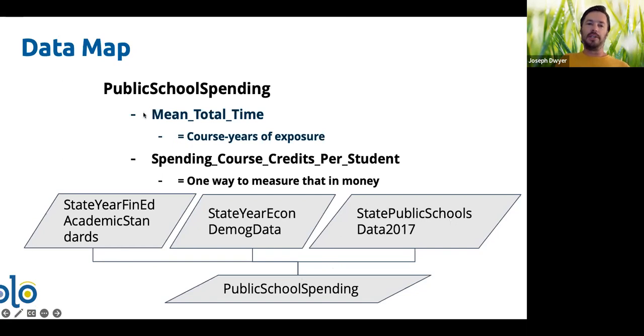Some interesting things that you might want to find in this data set are, for example, what is the mean total time, or the course years of exposure, that a student who graduated in 2014 was likely to have been exposed to in state X. We also have one way that you might measure that in money, the spending course credits per student variable. There are, of course, lots of different decisions you could take here.